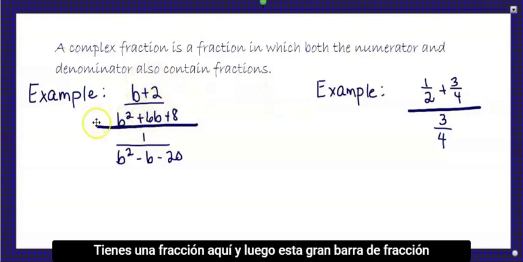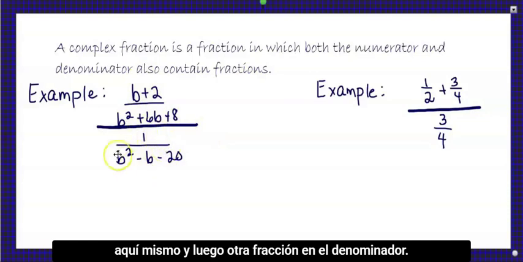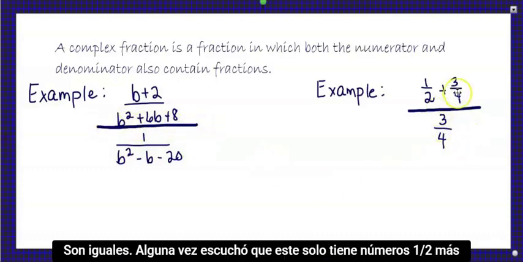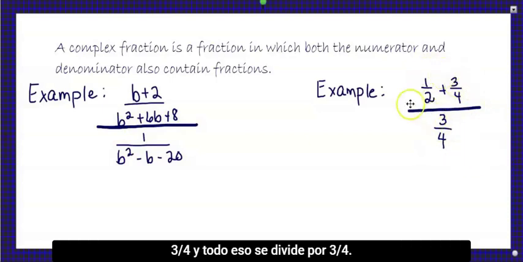You've got a fraction here, and then this big fraction bar right here, and then another fraction in the denominator. So this whole thing is the numerator, and this whole thing is the denominator, and it's one big fraction. You can see that fraction bar there. Same thing over here. This one just has numbers, 1/2 plus 3/4, and that whole thing is divided by 3/4.